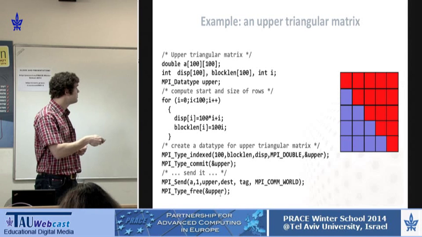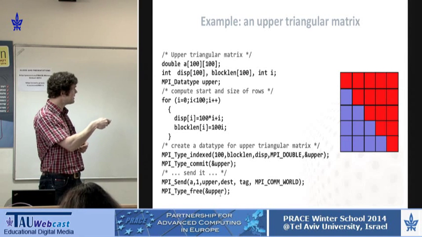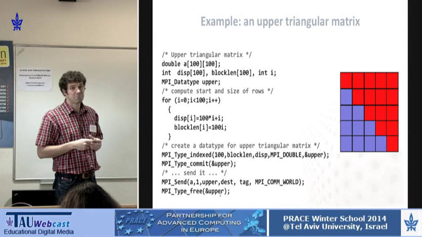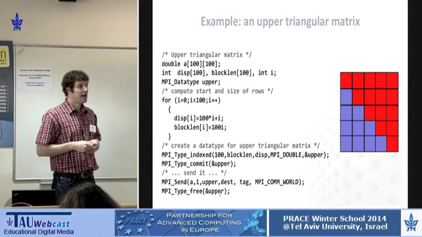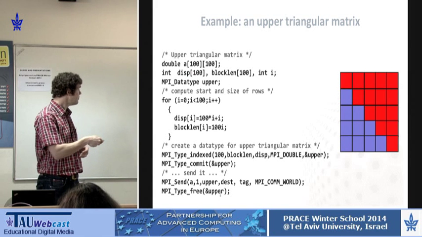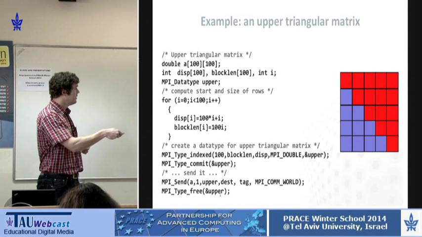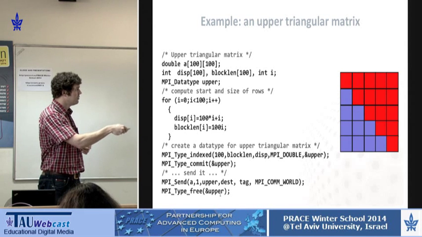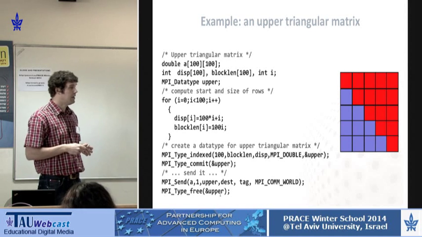After that, we can create the data type here. You can see that in this case it would be a 100 by 100 matrix. So actually sending this by hand would require 100 MPI calls. After creating this data type, we can communicate the whole upper triangle by a single MPI send call.